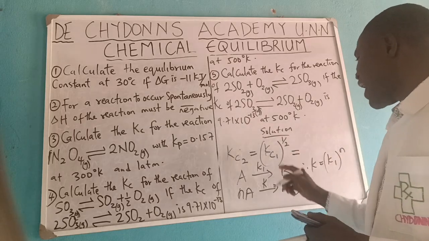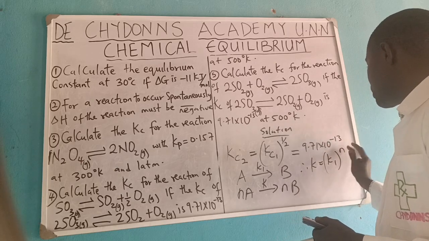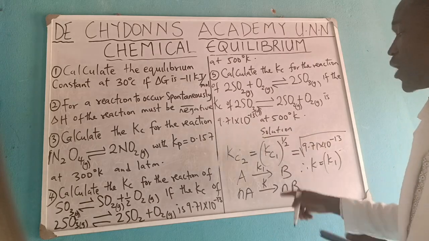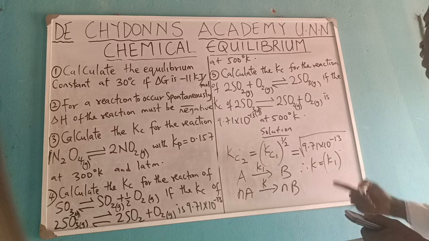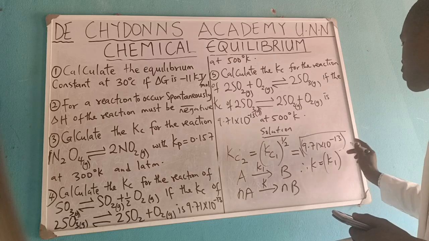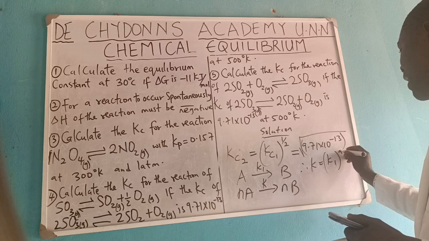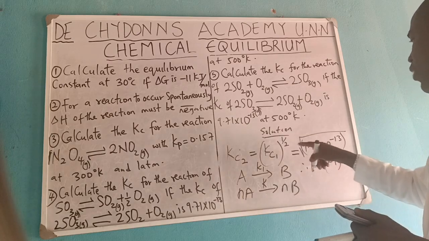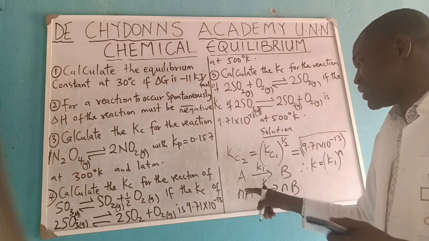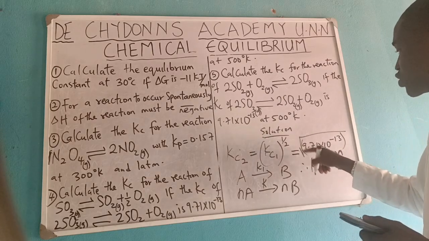So what do we have here? Our Kc1 is 9.71 times 10 raised to the power of minus 13. So we will be getting the square root of it, because when you have 1 over 2 as a power, it simply means take the square root. Are you getting it? I've explained that this will be raised to the power of n, and our n is replaced with half now. So half as a power simply means square root.